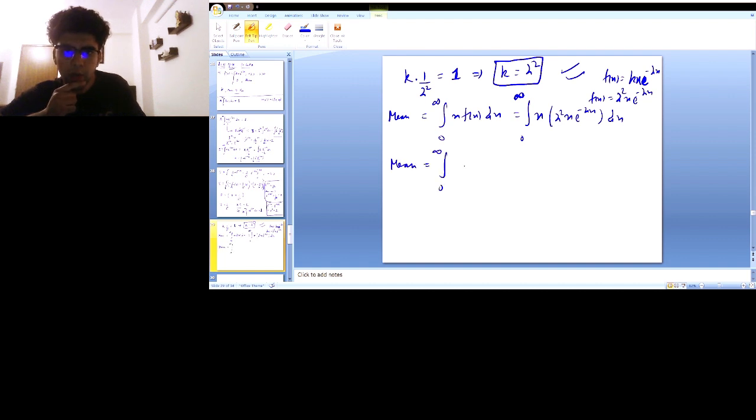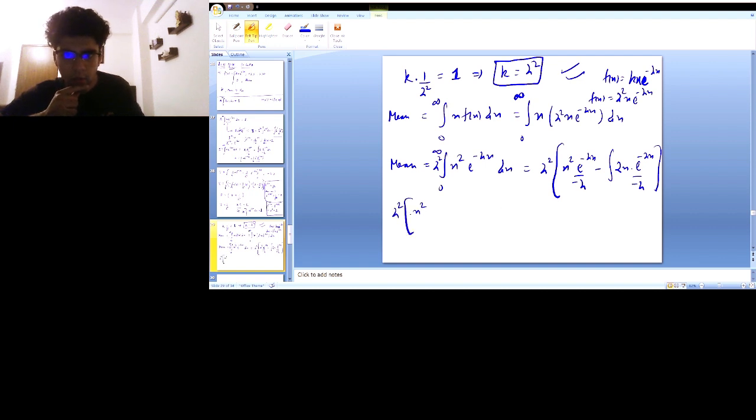This becomes the integral from 0 to infinity of x, lambda square comes out because it's a constant term. This becomes x square e to the power minus lambda x dx. Now x square is the first function, integrating the second function, e to the power minus lambda x, gives e to the power minus lambda x upon minus lambda, minus the derivative of the first function, which is 2x, and the integral of the second function, which is e to the power minus lambda x upon minus lambda, right? And this becomes lambda square times x square minus sign e to the power minus lambda x, and just lambda here because I transferred this minus here in the numerator. This becomes 2 times, 2 comes out, it's a constant term.